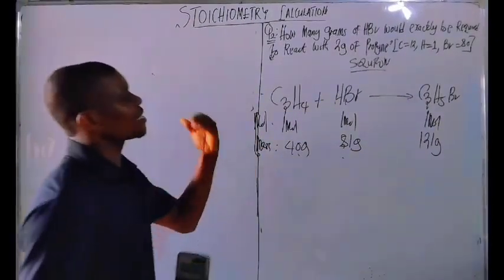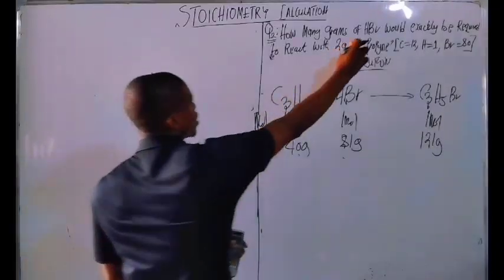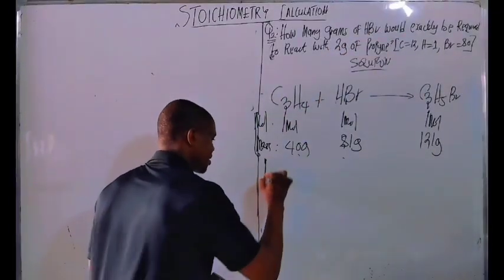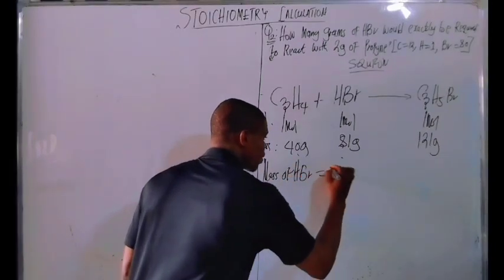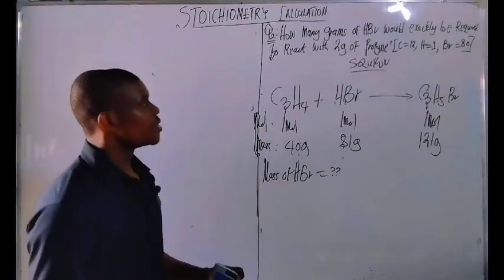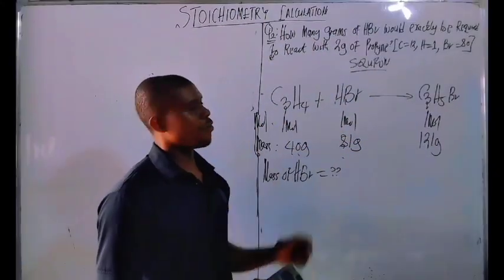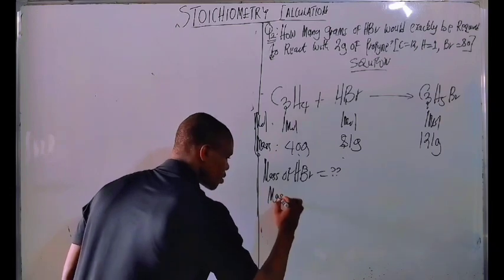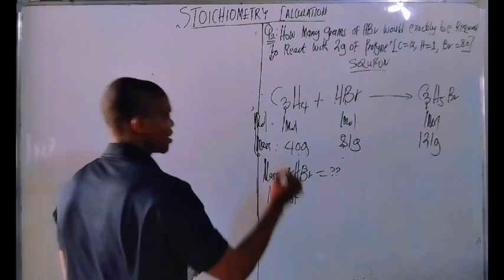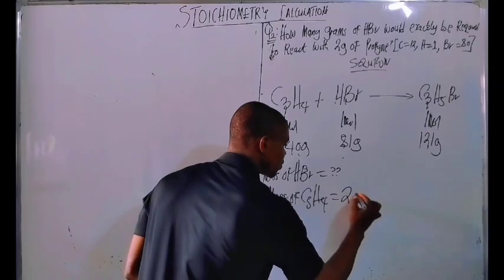Let's ask, how many grams of HBr, hydrogen bromide, exactly would be required to react with 2 grams of propane? So they're asking us to calculate the mass of hydrogen bromide. The mass of hydrogen bromide is what they want us to look for. The mass of propane, C3H4, is 2 grams.